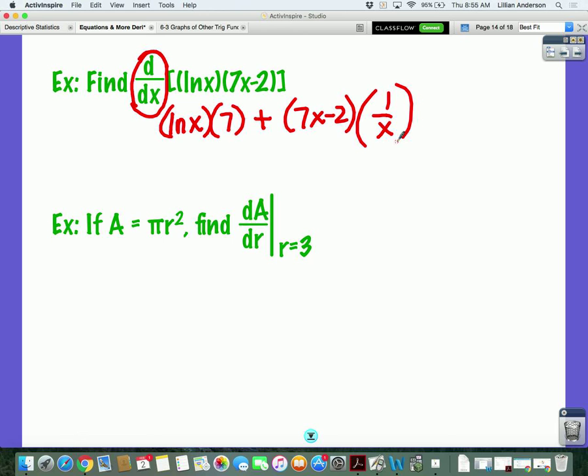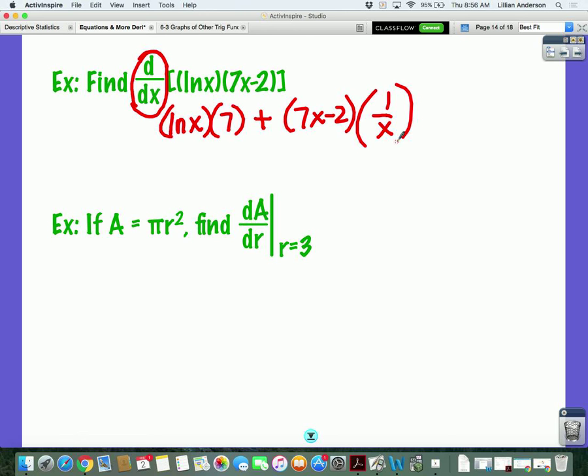And let me tell you something. A lot of times, when I look at mark schemes for derivatives of more complex functions, they award a point if they recognize that's product rule, and then award a point if they get the correct derivatives. So if you find the derivative of 7x minus 2 to be 7, you can get a point for that. And then finding the derivative of ln of x, you get a point for that. So showing the step is worth it, just in case you make a mistake somewhere.